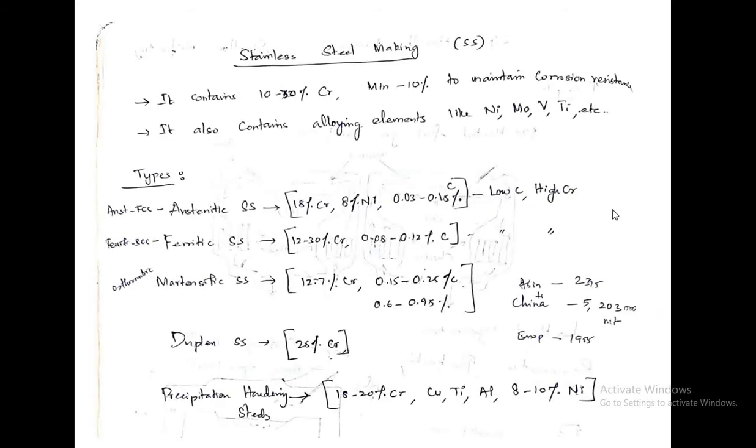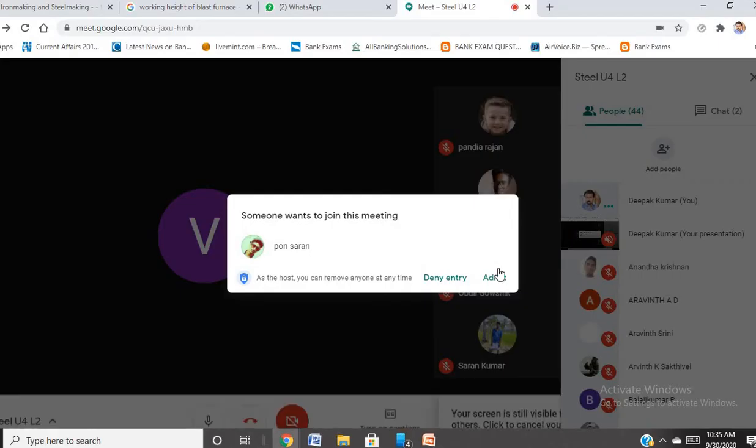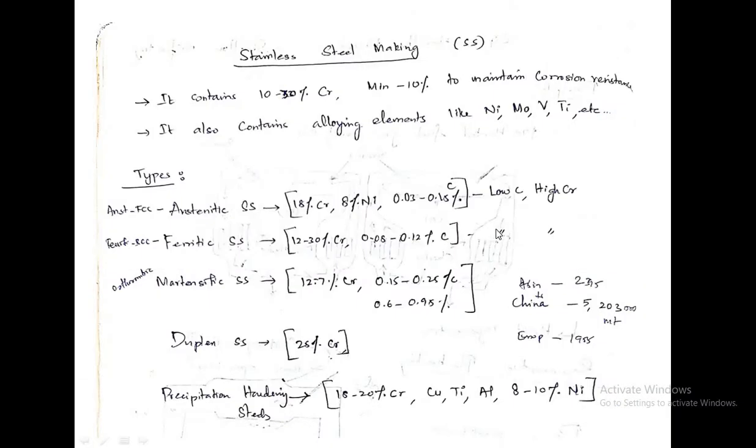Stainless steel is nothing but a composition containing a minimum of 10%, generally 10 to 30%, of chromium. Minimum 10% chromium is needed to maintain the corrosion resistance. If you have a lot of chromium in a steel, then it is called stainless steel, right? It may also contain other alloying elements like nickel, molybdenum, vanadium, titanium, etc. By adding elements for specific properties, we can make different grades of stainless steel, right?